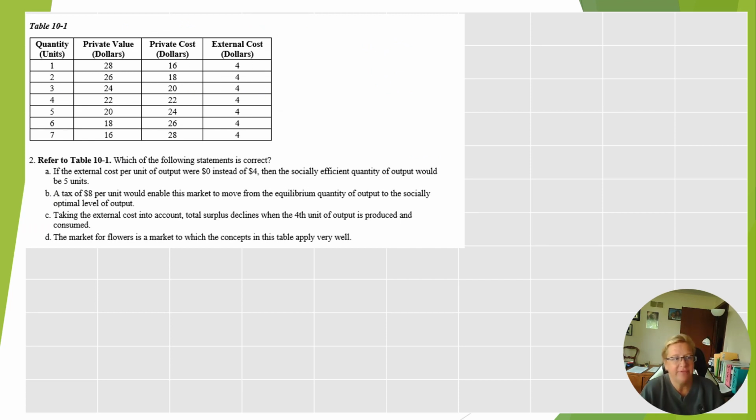Okay, so here we have, again, first thing to recognize, private value is our demand, private cost is our supply, and here we have an external cost. So this could be a tax in the market. We need to figure out which of the following statements is correct. But the first thing I always like to do is get what our supply is with the tax. So I'm going to go ahead and add that in.